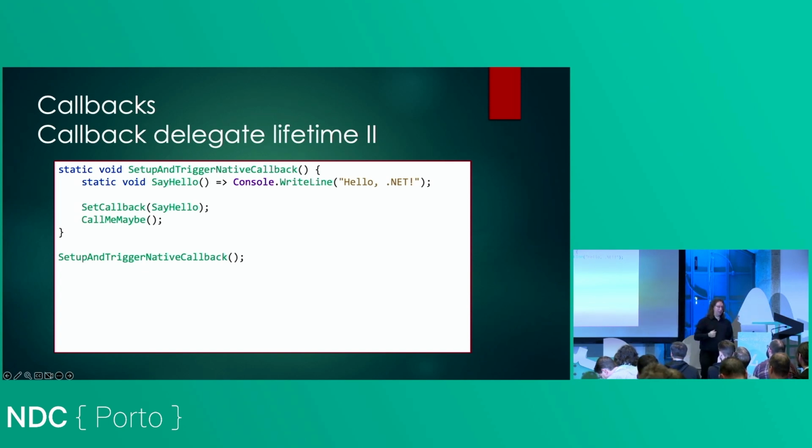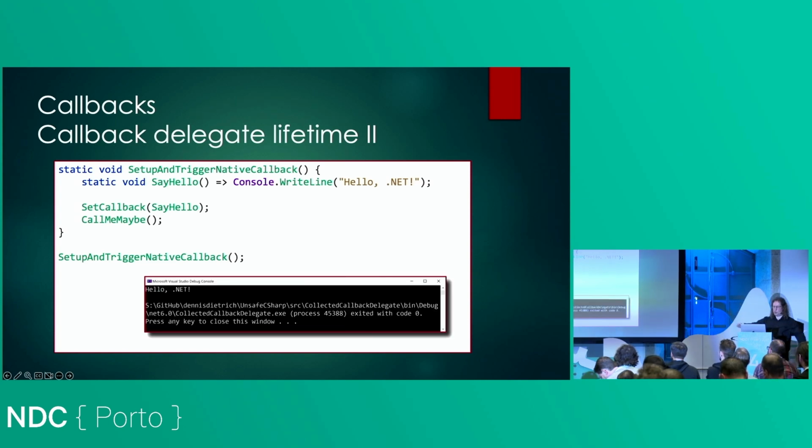So this creates a delegate implicitly, it has to. And then I say call me maybe. So I'm saying to native code, okay, try to invoke whatever I give you. And then I call this setup and trigger native callback, and that works just fine.